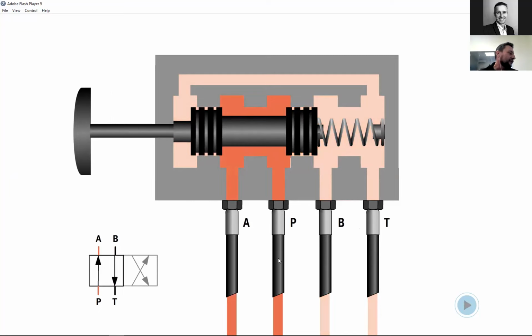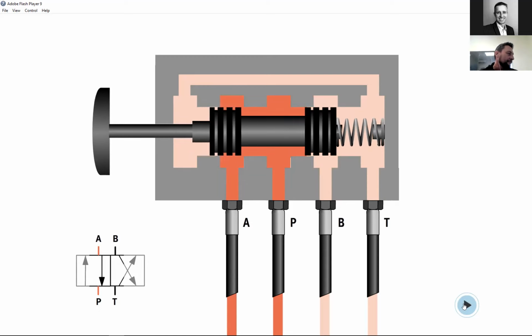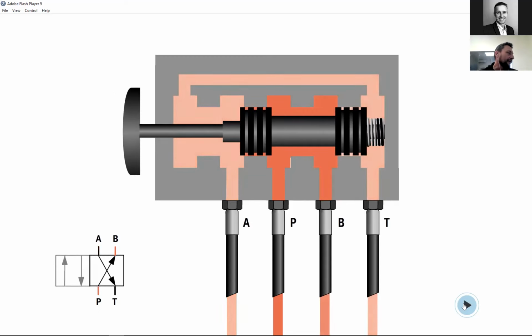So first of all, in the moment, we have B connecting to A and B connecting to T. So there you can see B goes to A, so the oil can flow this way, and B is connected to T, so the oil can flow that way as well. When I push the button, there we go, and we fully push it, we can see that we actually connect B to B and A to T. So in this case, this valve could serve as a directional valve.